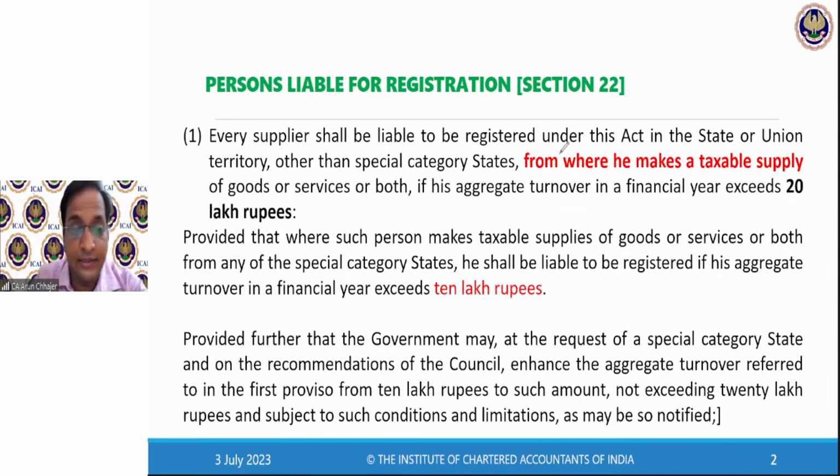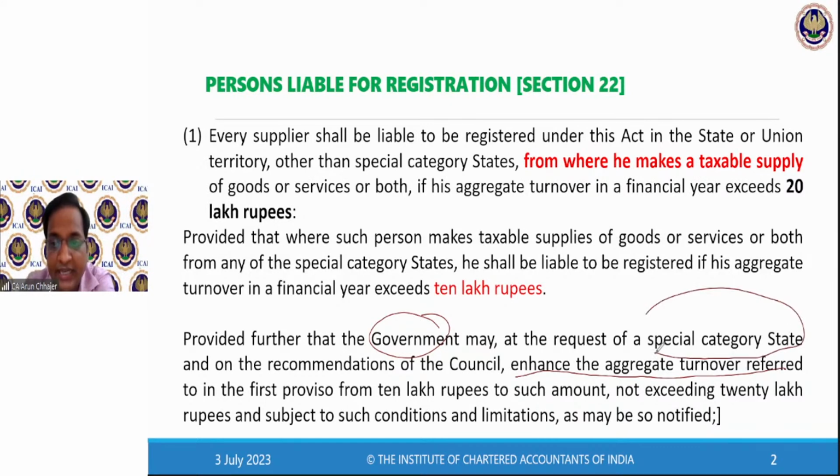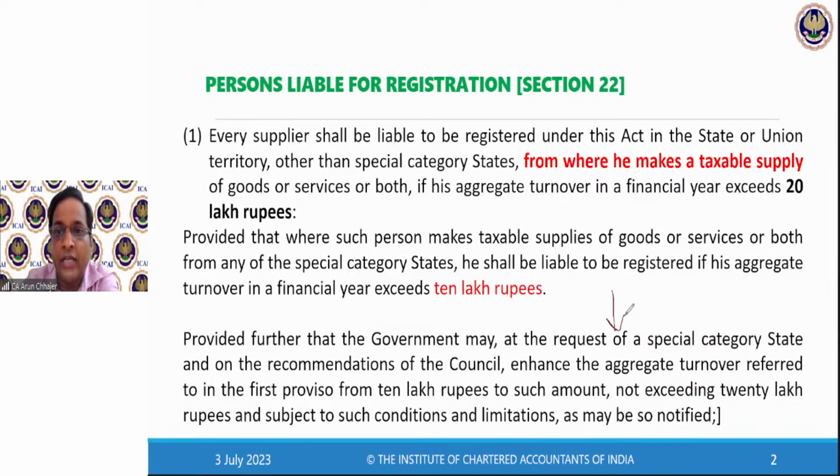Further, it says that government can enhance the aggregate turnover limit on the request of a special category state from 10 lakh to a maximum of 20 lakh. So let's say I'm a special category state, I can request the government to kindly increase my limit from 10 to 20. So they can approve. It means the special category state has the power to enhance that limit from 10 to 20. That I'm talking about the threshold limit.